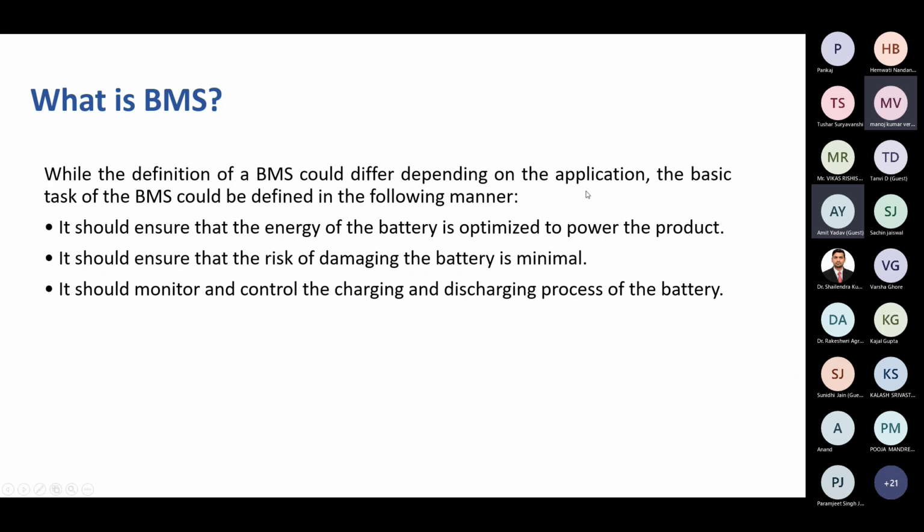And why do we need a battery management system? We have already discussed why we need to ensure the battery is operated at an optimized value, and that we avoid damaging the battery as much as possible, and the charging and discharging has to be monitored. So all these parameters come into effect. That's why we need a battery management system. One is overcharging, charging current, voltage and temperature. These are the main parameters which I need to take care of in any battery. That's why we need a dedicated battery management system.